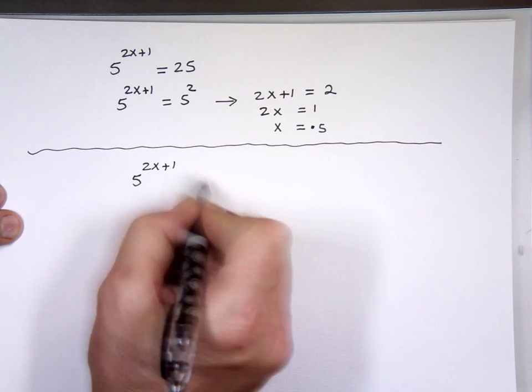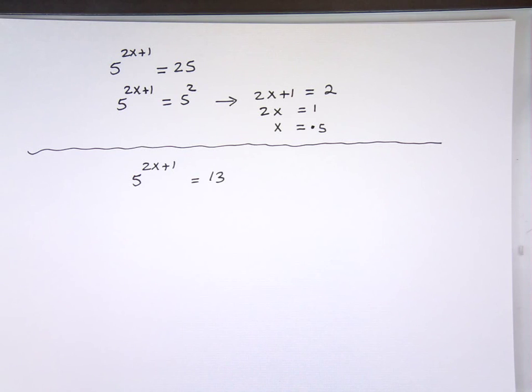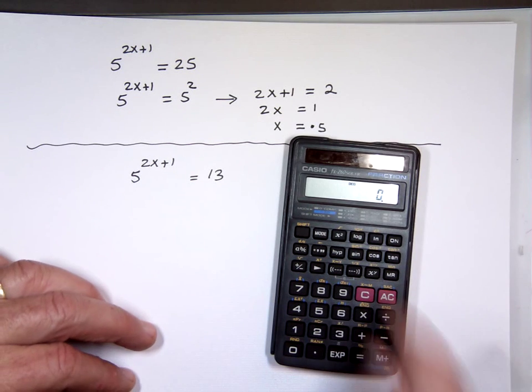You try this one now, using that method, you're out of luck. There's no way I can take the 13 and write that as 5 to a power. At least me. I have no idea 5 to what power is 13. I know 5 to the 1 is 5, so it's more than 1. 5 squared is 25, so it's between 1 and 2. I can start guessing. Let's try 5 to the power of 1.5.